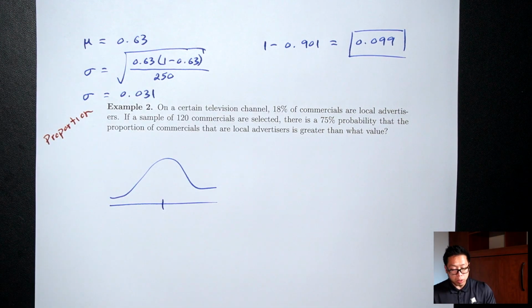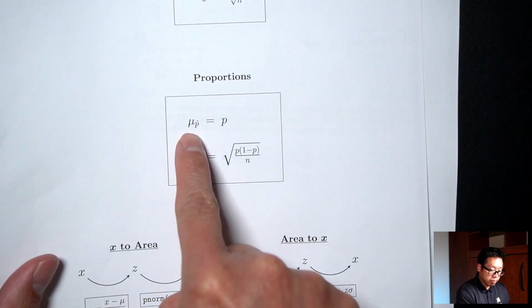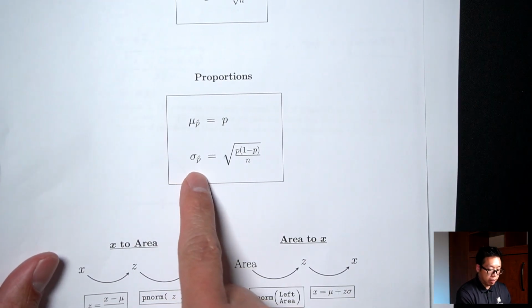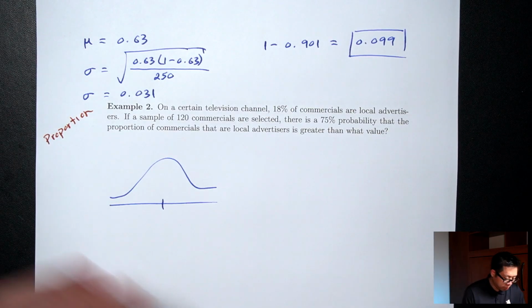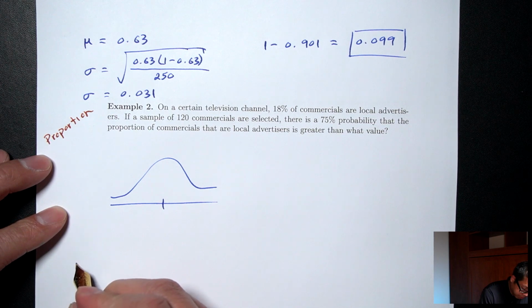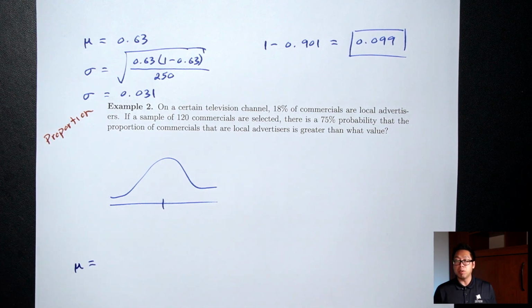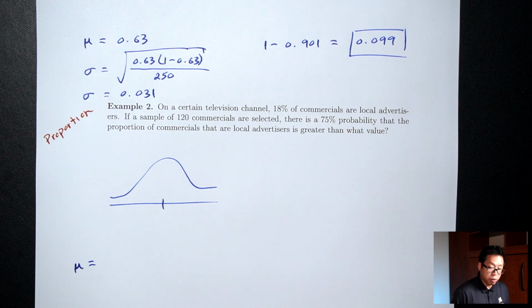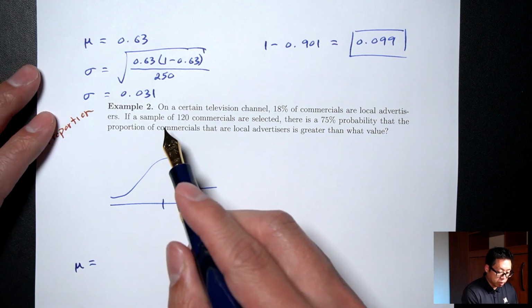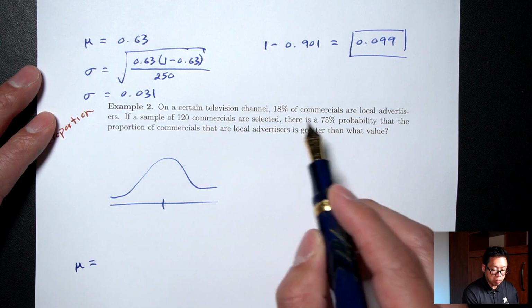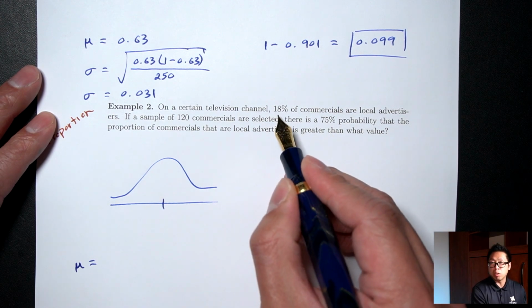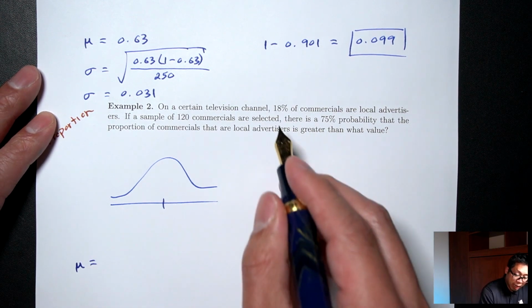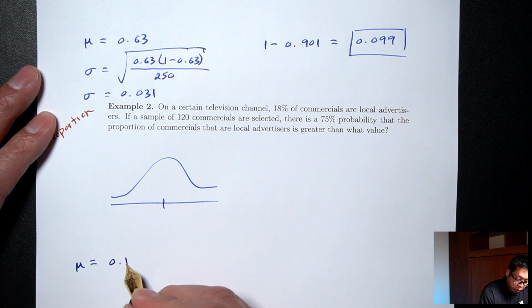And because it's a proportion question, the proportion box is going to tell us what our mean and what our standard deviation should be. So the mean is going to be P, which is the population proportion. And usually it's going to be a percent. So on a certain television channel, 18% of commercials are local advertisers. That's our P, 18%. As a decimal, 0.18.